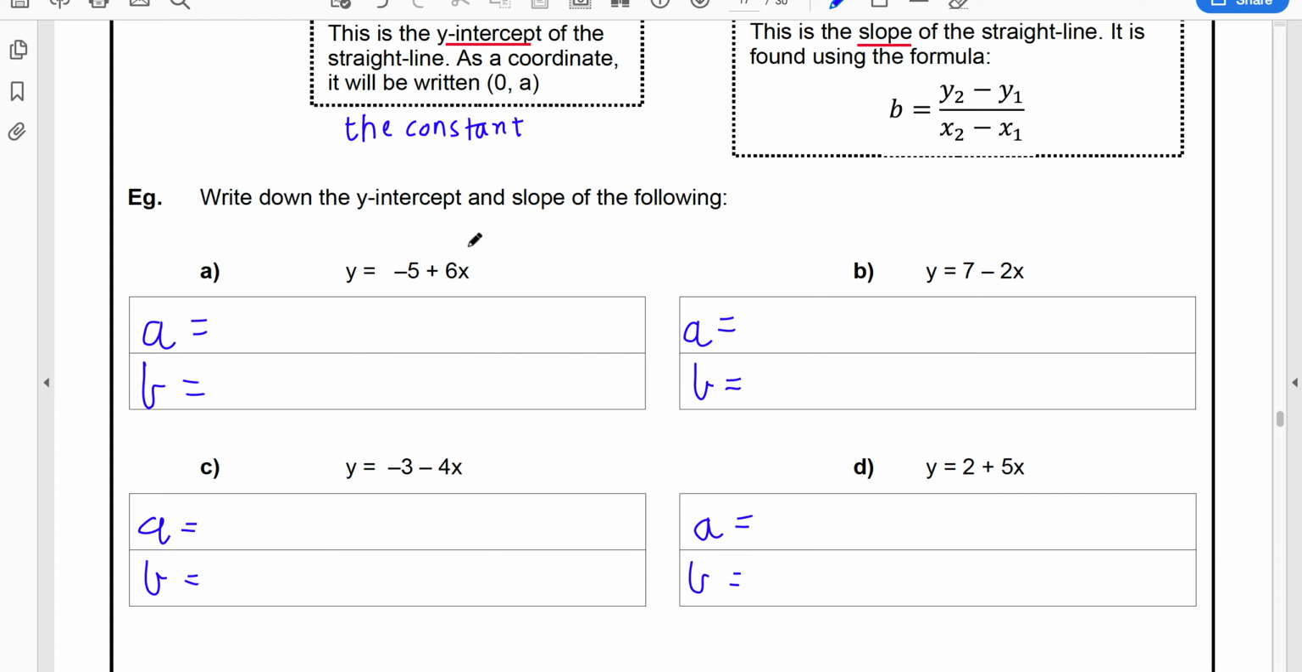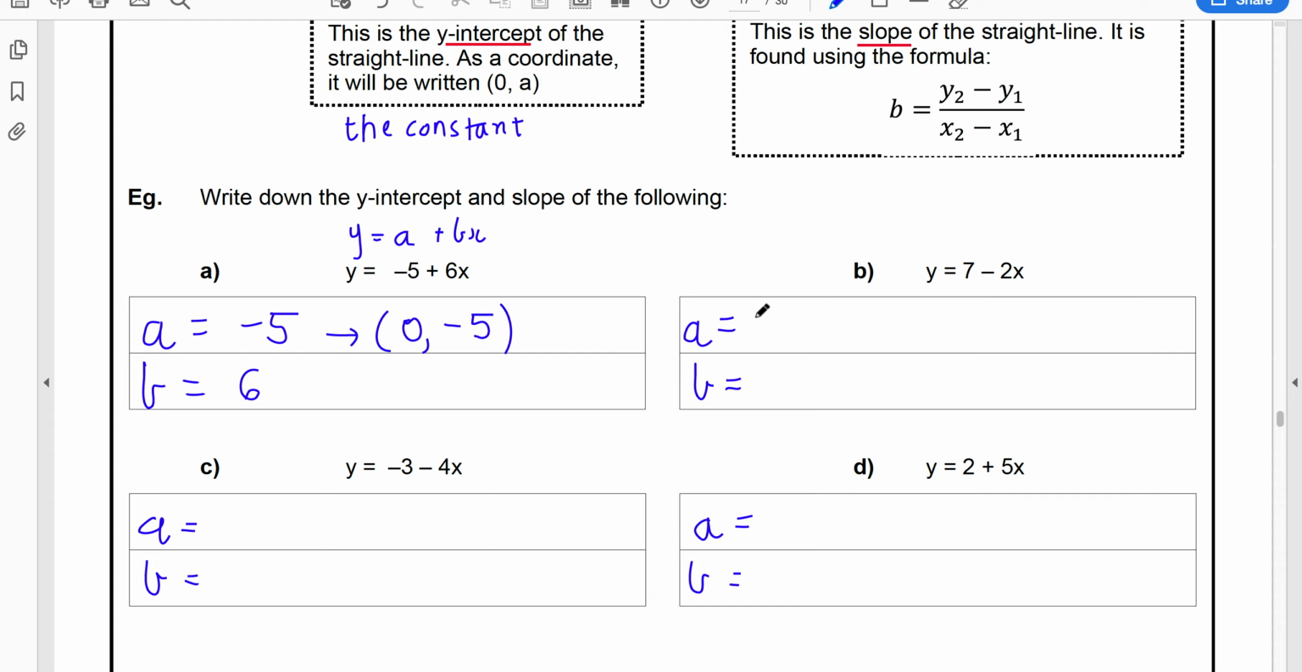With this first one, in the form y equals a plus bx, I just have to look at what my a value is. It's -5, and my b value is 6. As a coordinate, if I was listing the y-intercept, that would mean an x value of 0, that's always where the y-intercept occurs, and then my a value, which is -5.